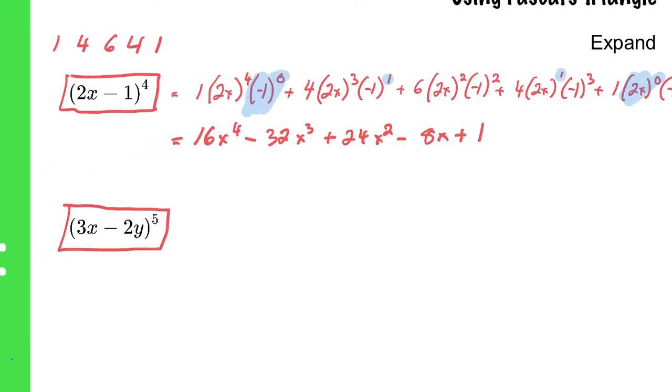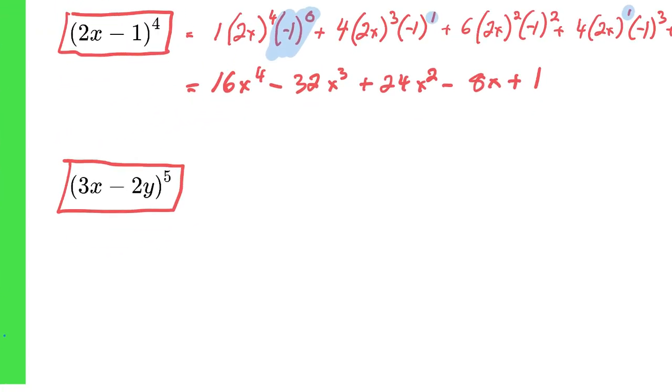Okay, the second example, we've got the 5th row of Pascal's triangle, so our coefficients will be 1, 5, 10, 10, 5, and then 1. Notice that when the exponent is 5, we have 6 terms, and in our first example, the exponent was 4, and we end up with 5 terms.